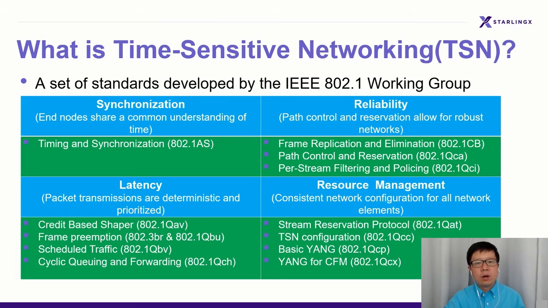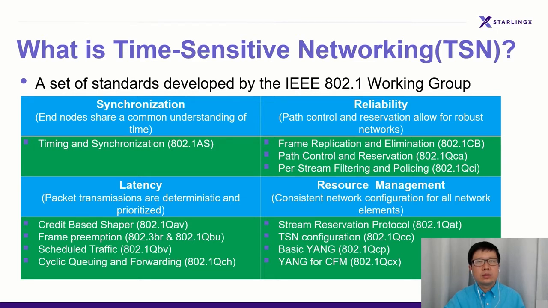Latency is for deterministic and prioritized packet transmission. TSN has defined a couple of standards for that, such as 802.1AV, 802.1QBU, QBV, and QCH. Reliability is for robust transmission. There are three standards defined, IEEE 802.1CB, QCA, and QCI.